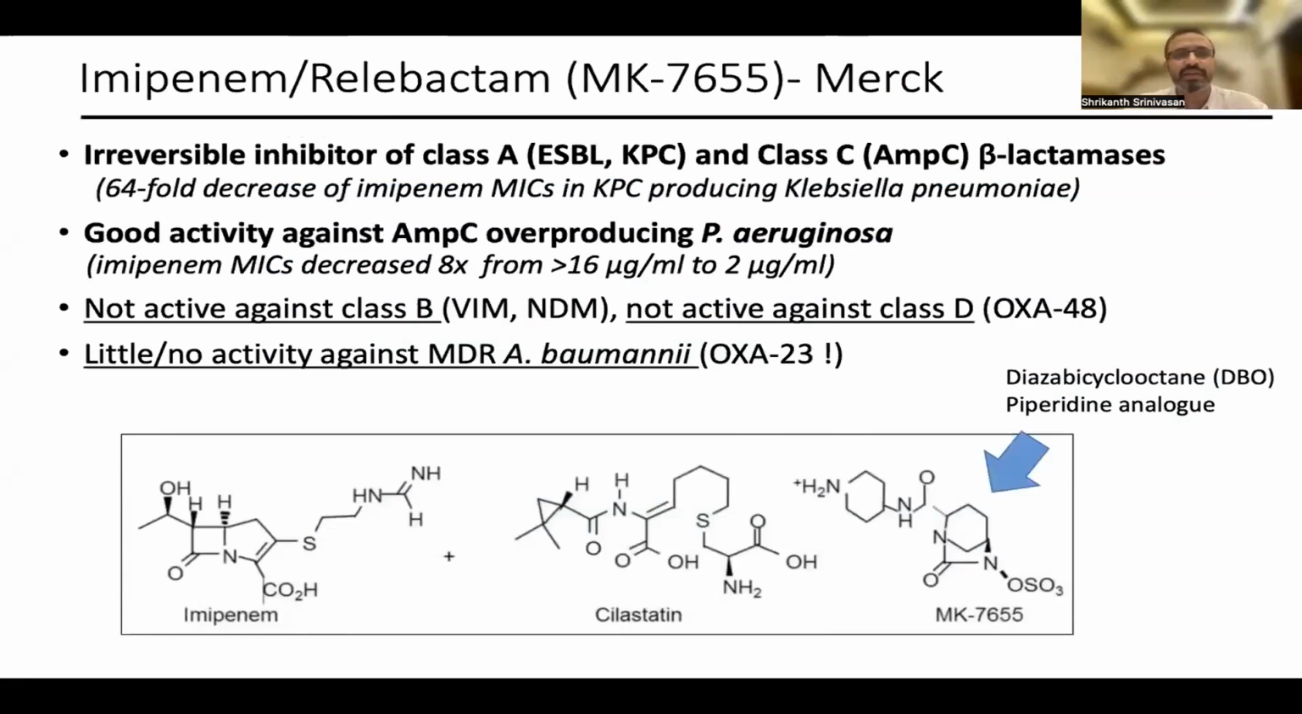Coming to imipenem-relebactam, it's an irreversible inhibitor of class A, ESBL, KPC, and class C, that is AmpC. It produces a 64% reduction in the MICs of imipenem for KPC-producing Klebsiella pneumoniae. So most of these BLI inhibitors reduce the MIC of the old drug. It has good activity against AmpC-overproducing Pseudomonas aeruginosa also, but again it is not active against metallo-beta-lactamases and not active against OXA strains. So it is predominantly only for KPC, ESBL, and AmpC, not for class B or class D. It has little or no activity against Acinetobacter baumannii.